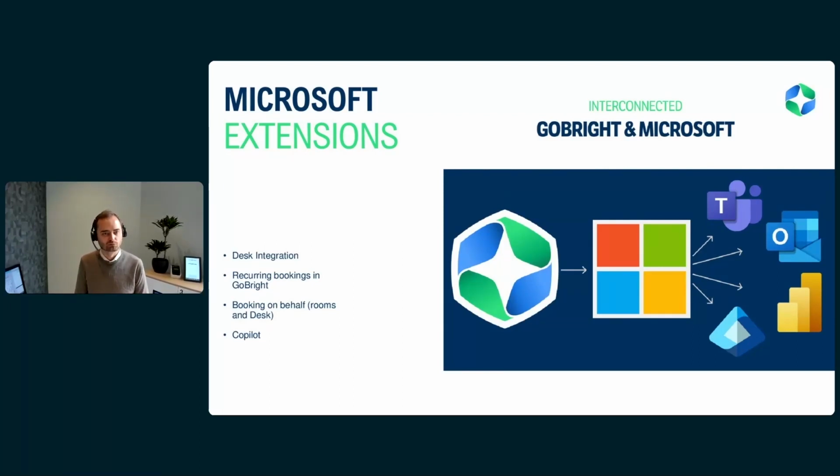We also want to include booking on behalf for rooms, and then of course also desks when they're integrated, so that if you're in GoBright, you can also book a room or a desk for someone else when it's integrated with Outlook. And then a very hot topic at this moment is of course Copilot AI. We are also looking into integrating with that to make sure that the user experience can be optimized by interacting with the Copilot solution to also get access to GoBright resources or information from the GoBright system.